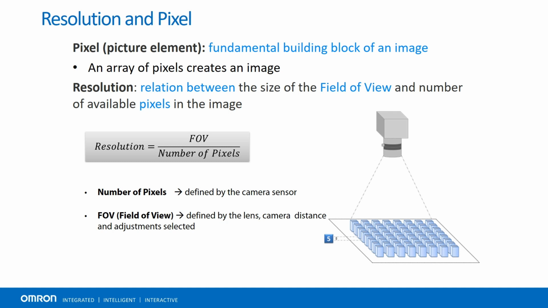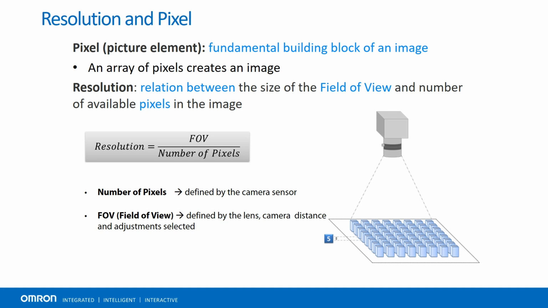Pixels are the fundamental building block of an image and are usually red, green, or blue. 3D arrays of pixels create digital images as we see them. The resolution of the image is the relationship between the size of our field of view and the number of available pixels in the image, and can be calculated by dividing our field of view by the total number of available pixels. A 0.3 megapixel camera has 640 pixels by 480 pixels, creating 307,200 total effective pixels.